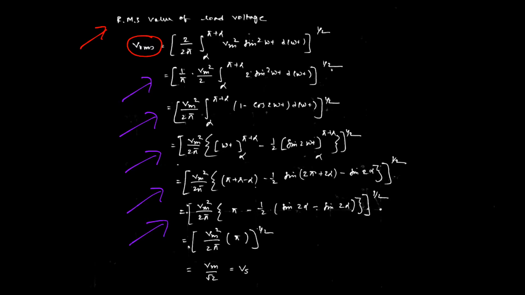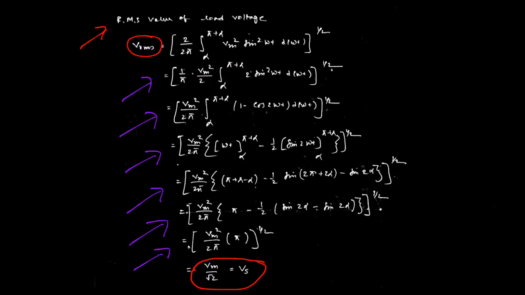So after calculating, we can rewrite the expression in this way, that is Vm square by 2 pi into pi, under root. So that means pi and pi both can be cancelled by each other. So the result is Vm by root 2, which will give us the actual result, that is Vs. Actually Vm by root 2 is the RMS value. So the value is Vs. Okay, so this is well defined throughout this expression. So in this way we can calculate the average output voltage as well as the RMS output voltage.